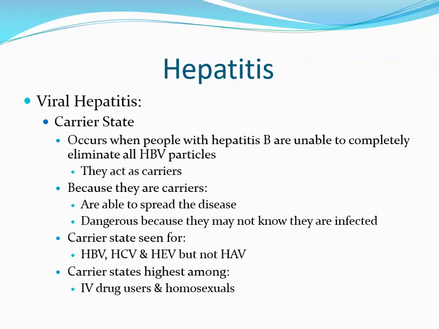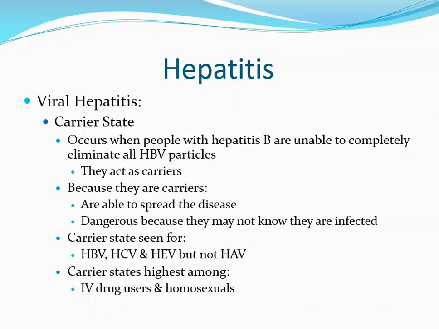Now, what is this carrier state? This occurs when people with hepatitis B or hepatitis C are unable to completely eliminate all of the viral particles. As a result, they act as carriers. Infection may continue in these patients, showing minimal liver damage, or they may show no signs of abnormality at all. Because they are carriers, they are able to spread the disease.